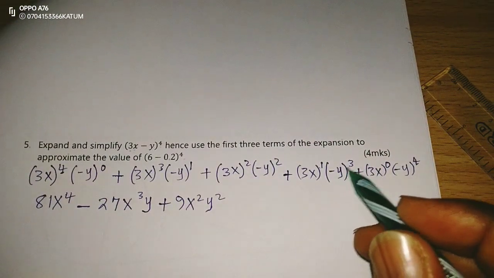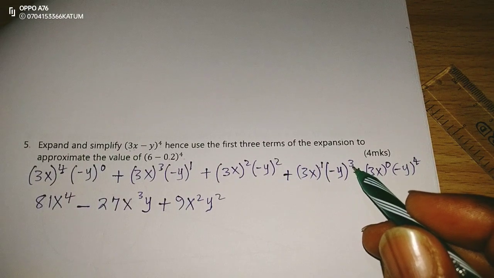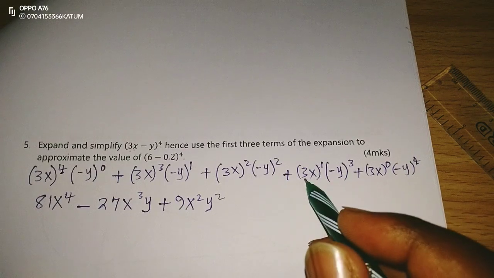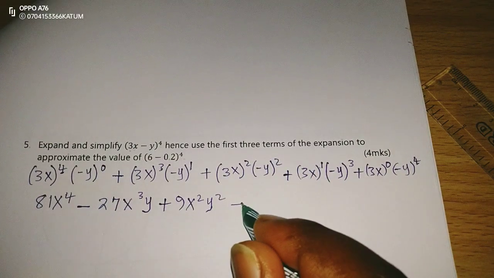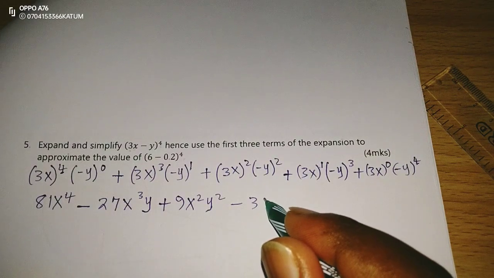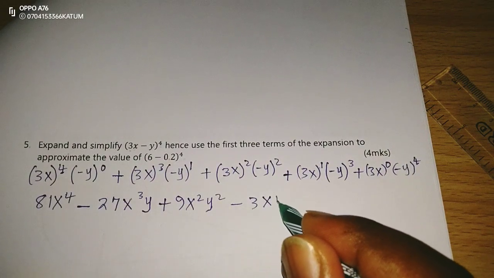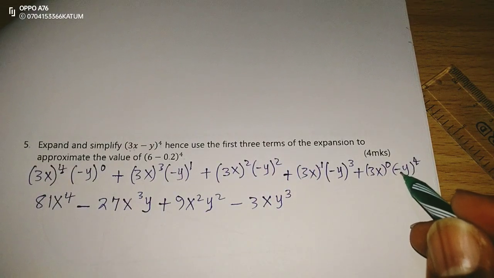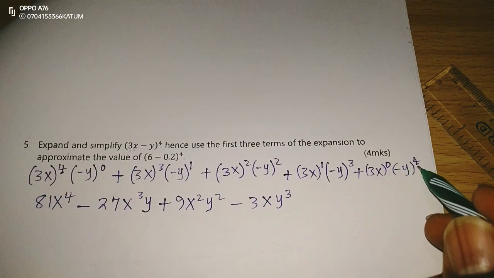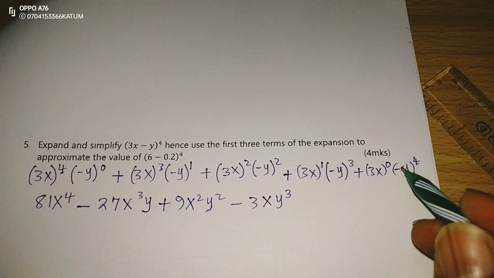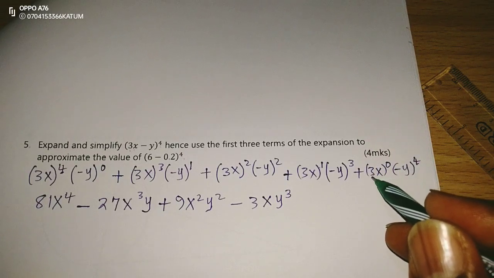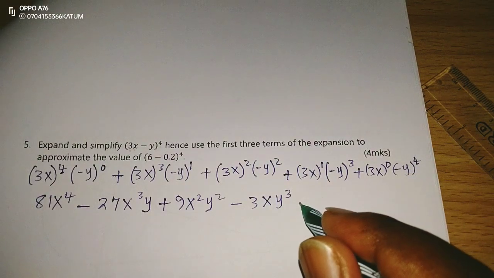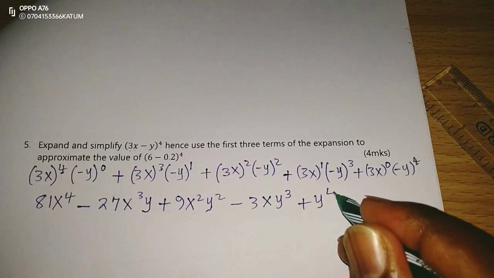Then the next, when y is raised to an odd power, the final sign is negative. Then we have 3 power 1, so this becomes negative 3, then x is going to be power 1, but y will be cubed in this case. And finally, we will have raised to power 4. Because the power is even, the negatives will cancel. Anything to power 0 is 1, so this will be 1, and this will be y^4.